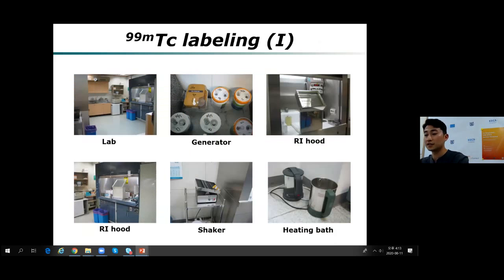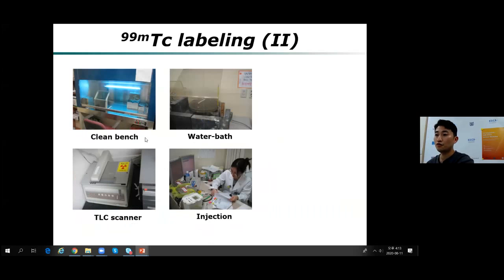This is our facility for labeling with technetium. This is the lab space, and this is the generator, and this is our hood, and a shaker for the labeling, and this is a heating bath. And we do QC using a clean bench. We already saw a more specific figure in Professor Lee's lecture, and this is the TLC scanner we use, and this is the injection space.